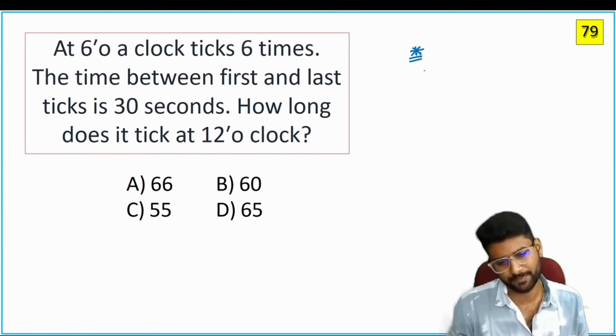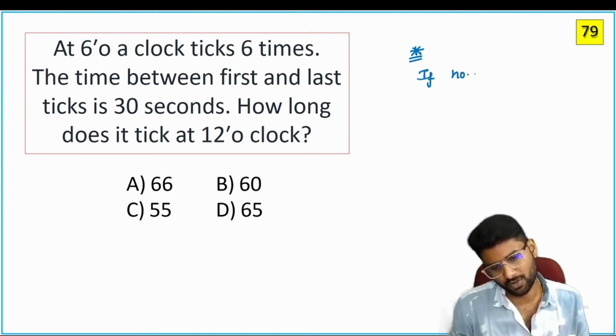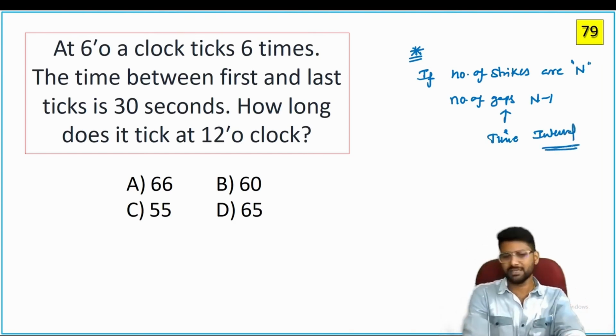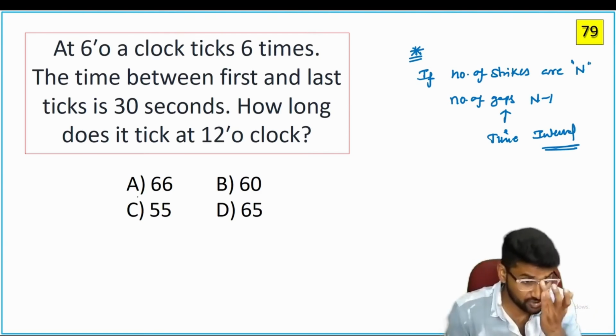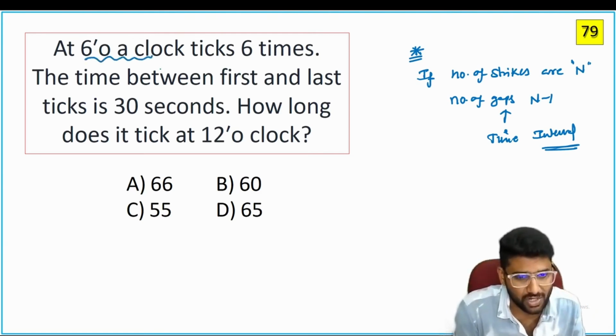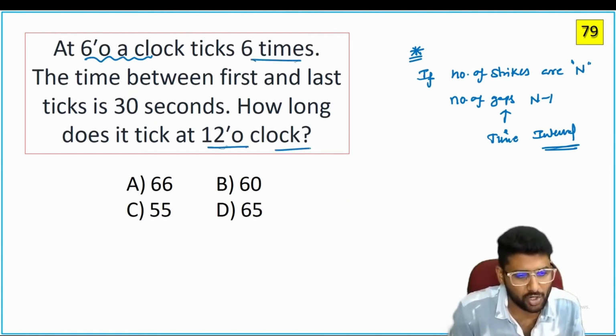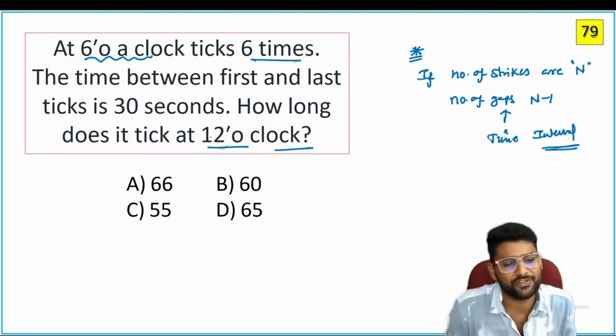Guys, remember this point. If the number of strikes is n and the number of gaps is n minus 1, it's a time interval. All dealing with time intervals. Now question 3, a clock at 6 o'clock ticks 6 times. See guys, at 6 o'clock how many gaps can you form? 5 gaps. At 6 o'clock there are 6 ticks, and at 12 o'clock how many? 12 times.